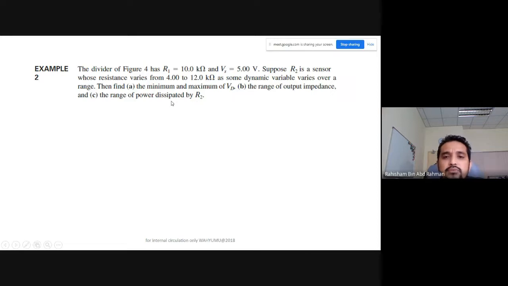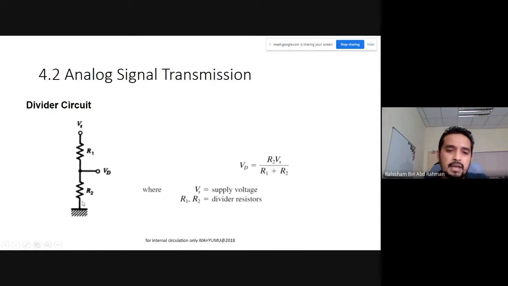What is R2? Well, R2 in this case is actually a sensor. We have R1, R2. We have VD here. So what is R2? R2 is actually a variable resistor.